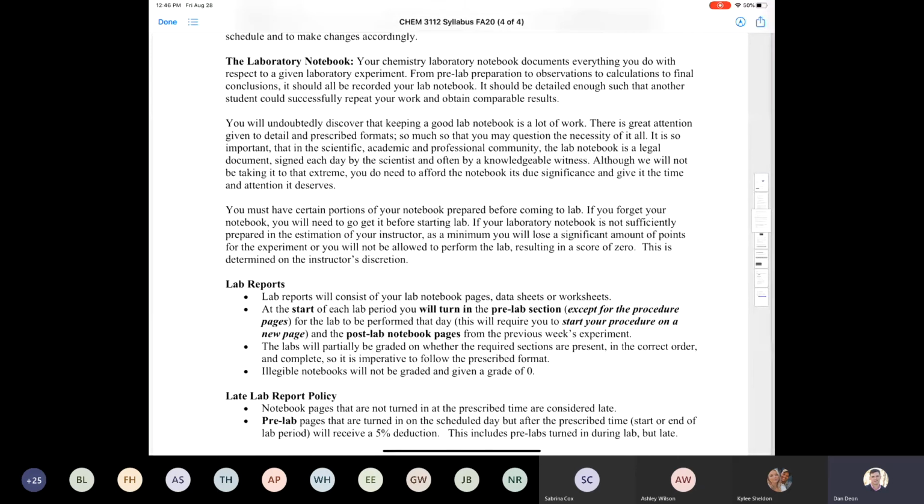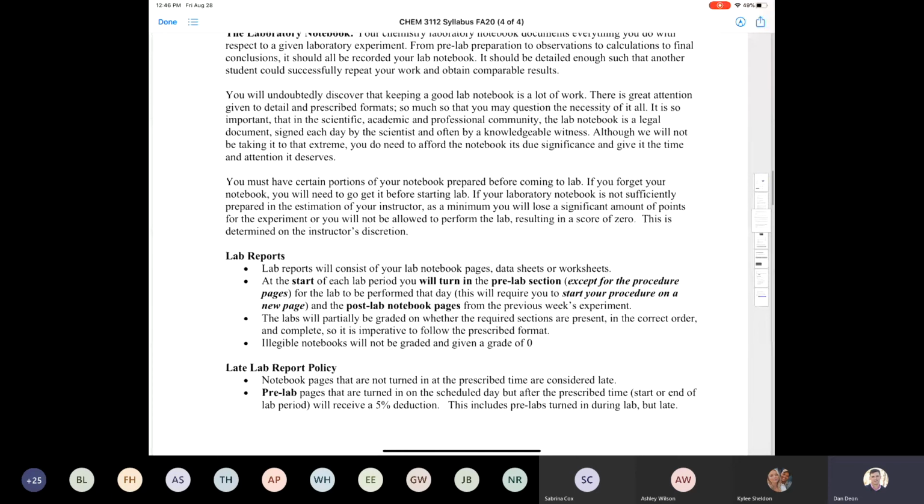Your chemistry lab notebook documents everything you do, and so everything must be written in there. When you write out your procedure, it must be detailed enough that another student could successfully repeat your work and get the same results. That doesn't mean somebody in the same lab. It means that somebody 5 years from now, if they were to pick up your lab notebook, should be able to perform the experiment.